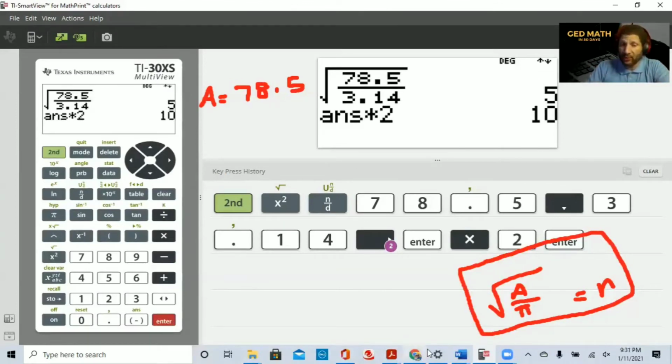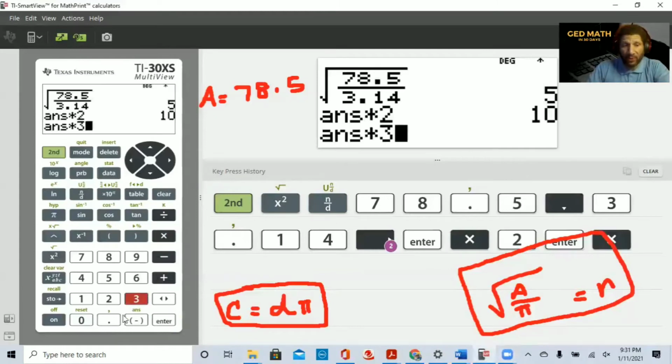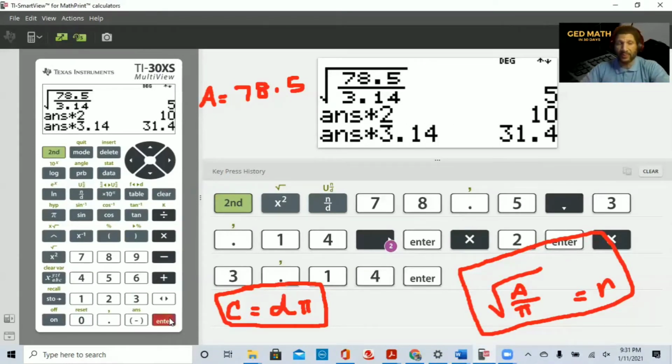And now since we want to find the circumference, if you look on your formula sheet, to find the circumference, we have the formula C is equal to D times pi. So without clearing the screen, without making any changes, all I'm going to do is multiply what's in memory, which is 10, that's now the diameter, by 3.14 to get our circumference. So our radius is 5. Our diameter is 10. Our circumference is 31.4 for a circle that has the area of 78.5. A nice, easy question.